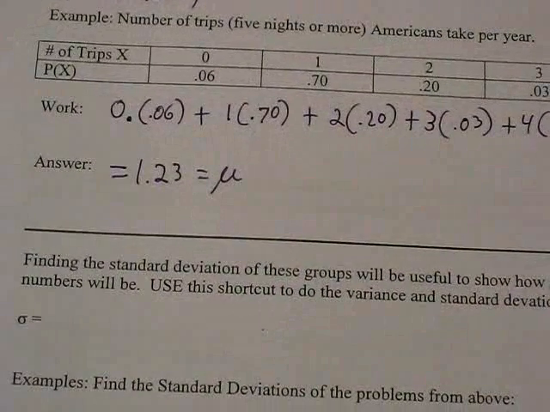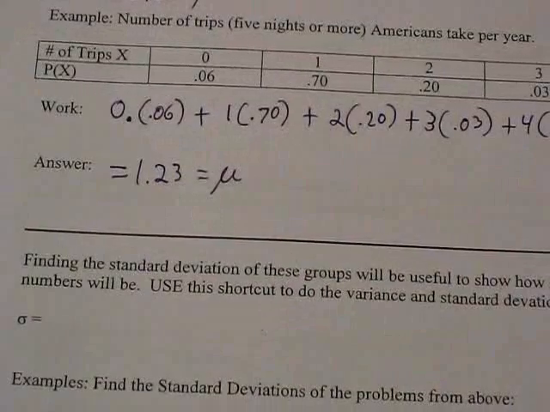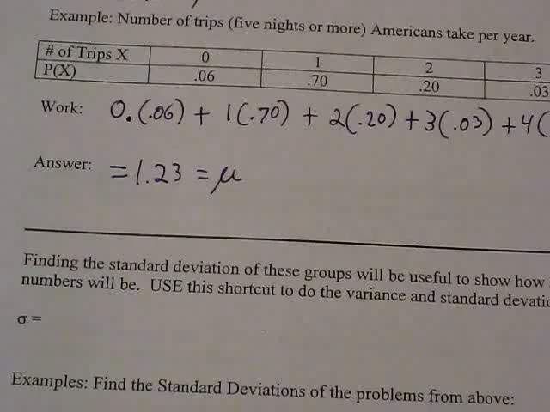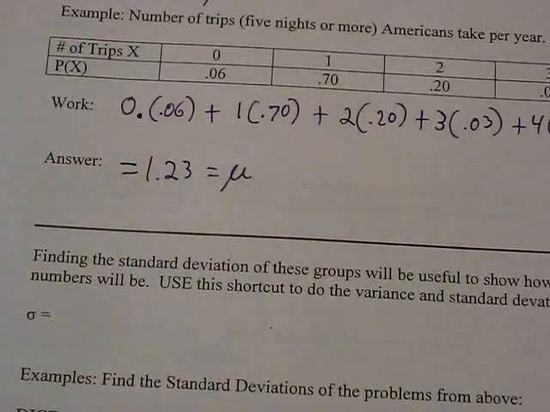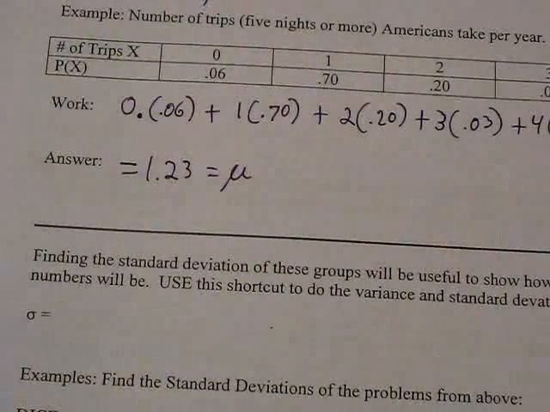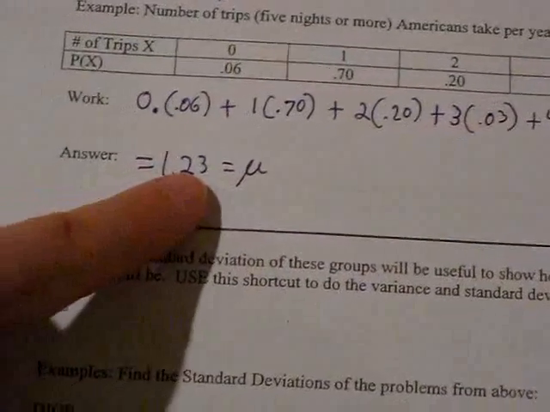So if we take a look at that infinite-size set, we can say that Americans will take 1.23 trips a year, which means that there are people who will take more, but it's closer to 1 trip per year. But there are enough people who take 2, 3, and 4 to skew that average just a little bit higher than 1.